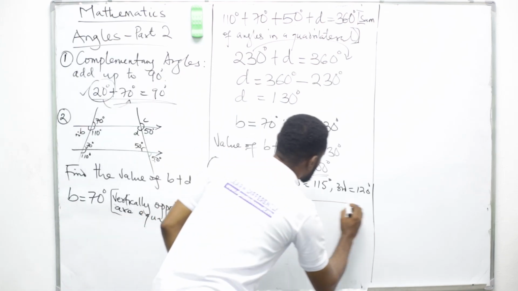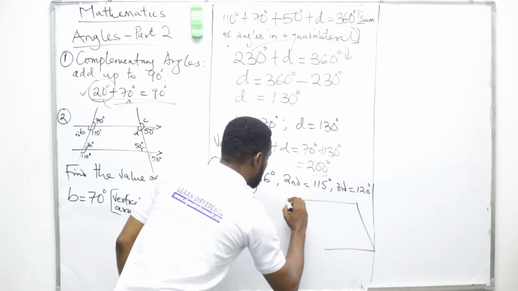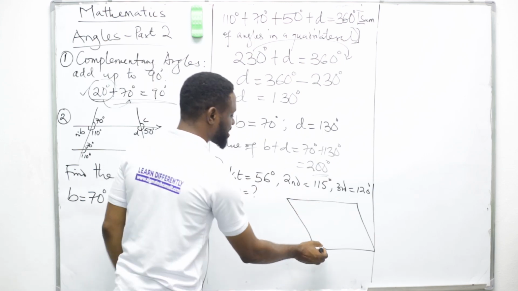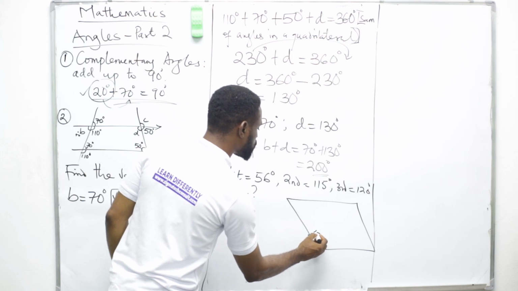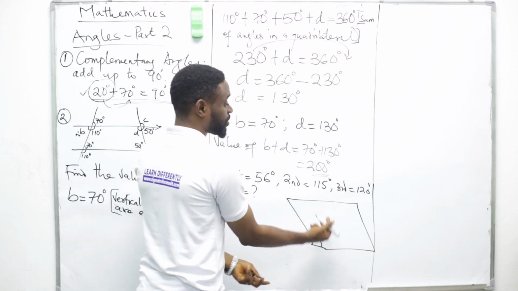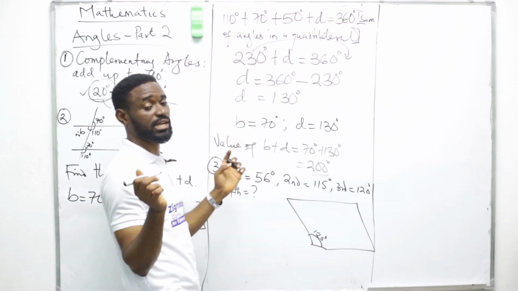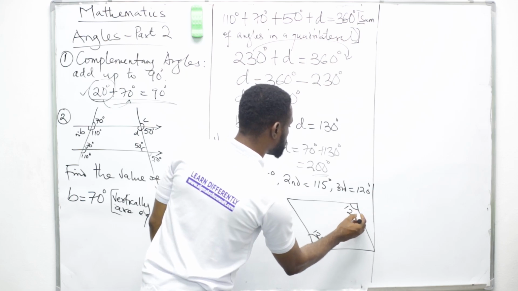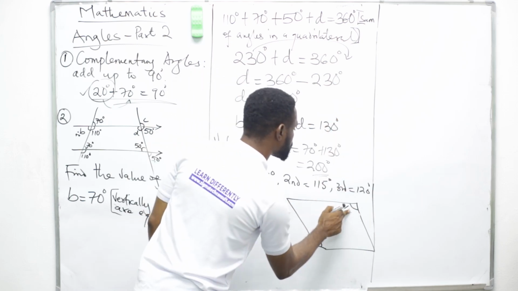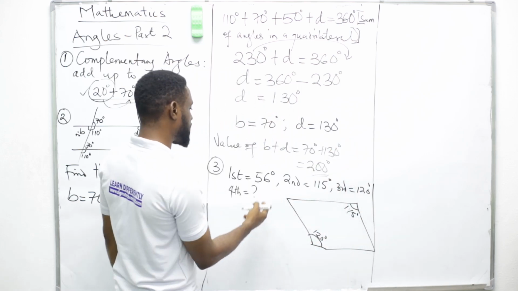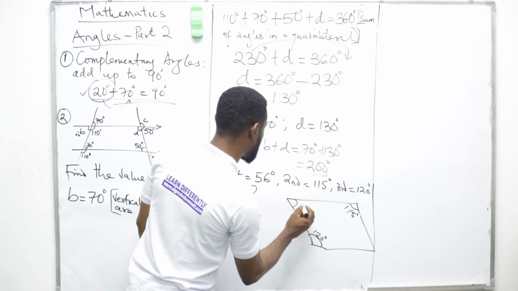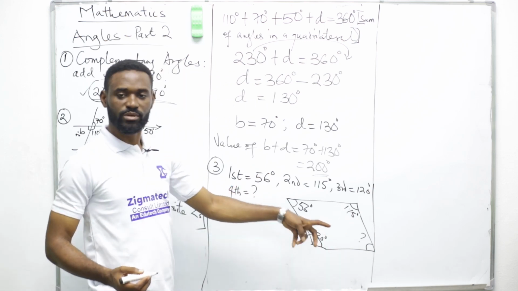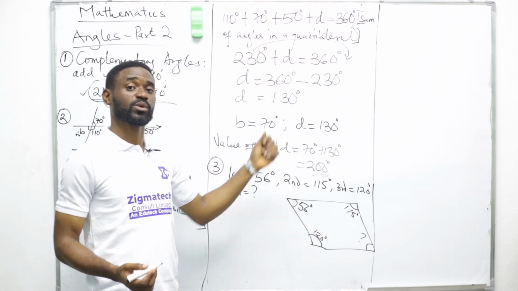Let's assume we have a shape like this. This is a quadrilateral because it has four sides: one, two, three, four. Let's say here is 120 degrees, this other one is 115 degrees, and the second, they say here is 56 degrees. Now they're asking us to find this fourth angle. That is just what they're asking us to do.